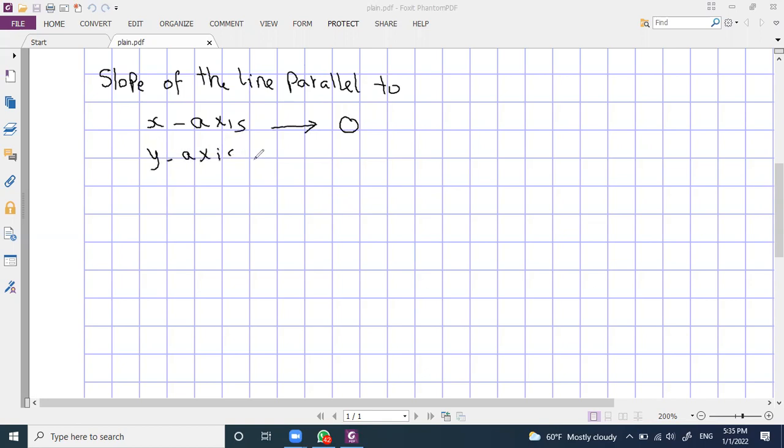So now we can differentiate between the lines. The slope of the line parallel to the x-axis, very important to know, equals what? 0. And parallel to the y-axis, undefined. Did you get it?